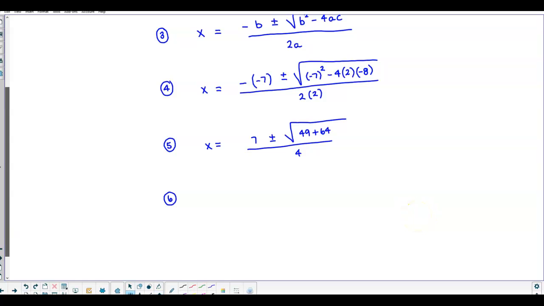So now let's go ahead and then add under the radical. So we're going to get x is equal to 7 plus or minus the square root of 49 plus 64 is 113 over 4. We can't break that down any further. So we have two solutions. We have 7 plus the square root of 113 over 4, 7 minus the square root of 113 over 4.